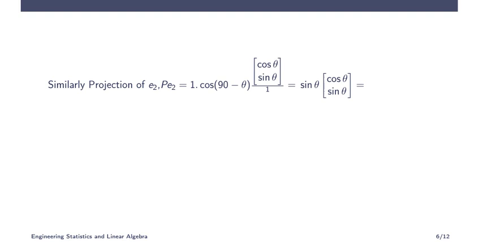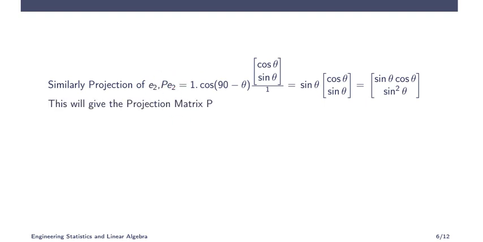Similarly, for the projection of the second one, E2, the projection of E2 will be PE2 equals 1 times cos(90 minus theta), because if the angle is theta here, the remaining angle is 90 minus theta. So 1 into cos(90 minus theta) will be sin theta, and so it can be written as sin theta cos theta and sin square theta. So we got the projections for the first and second bases.